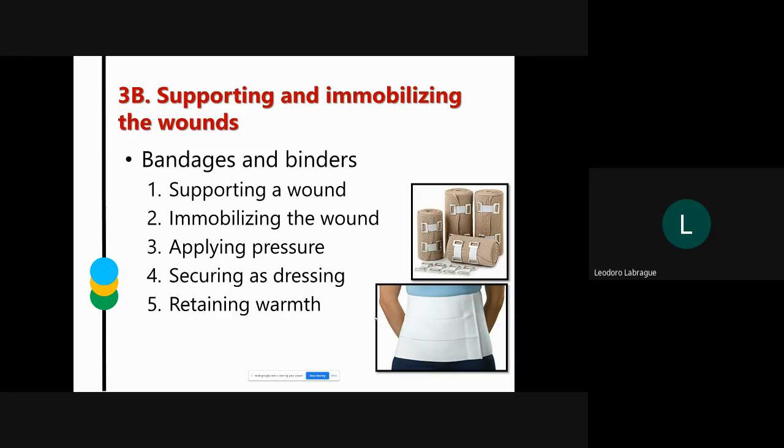Primarily, this is the reason why we apply bandages and binders. See photo number 2? There is an abdominal binder. Maybe the patient had surgery of the abdomen, and the patient is wearing an abdominal binder. So, what's the purpose of bandages and binders? Number 1, support the wound. Number 2, immobilize the wound. Number 3, apply pressure. Number 4, securing a dressing. Securing a dressing means that when you apply a wound dressing, it might fail, but when you apply a bandage over it, it will be secured. And number 5, retaining warmth.